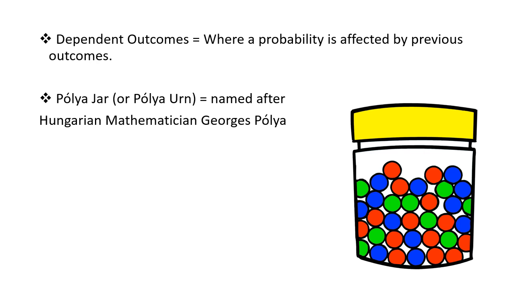So as an example here, we have this thing called a Polya jar or a Polya urn, and the name comes from this Hungarian mathematician, George Polya. And so let's take this jar here, and let's say that we've got inside 10 red marbles, 10 blue marbles and 10 green marbles.